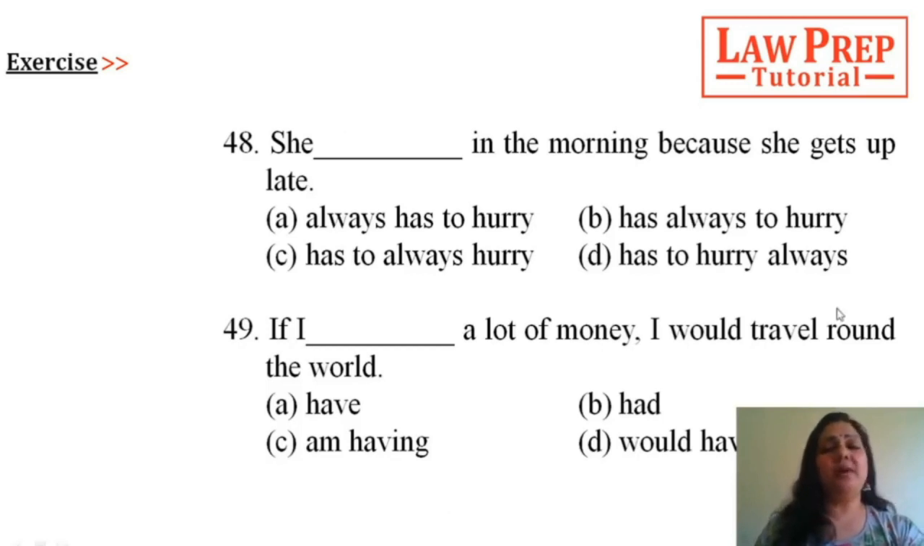"She dashed in the morning because she gets up late." Options: She always has to hurry. She has always to hurry. She has to always hurry. She has to hurry always.